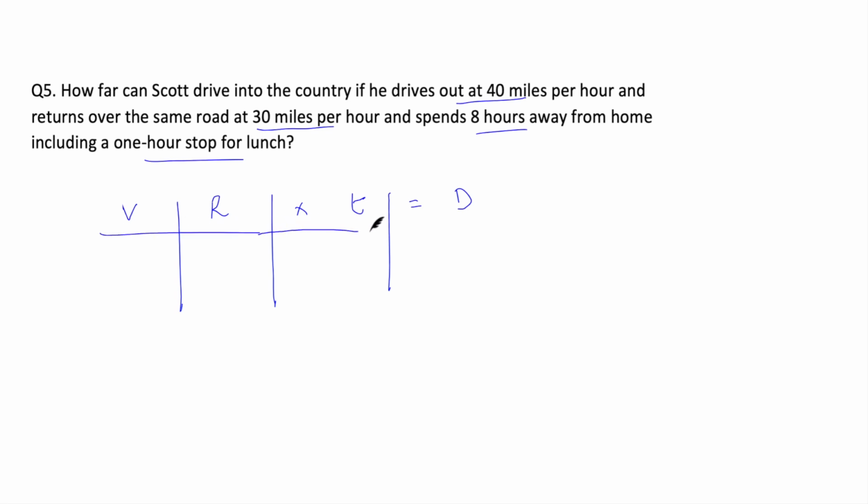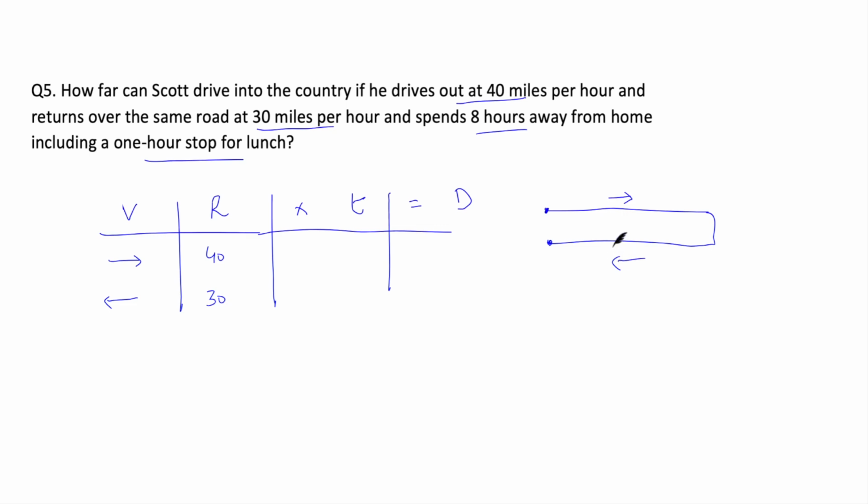Let's fill the table. I'll just add arrows for, let's say he's driving into the country, he's going into the country, and this is he coming back. So the rate at which he's driving into the country is 40 and the rate at which he's coming back is 30. You can also draw a figure just for your own ease. Let's say he starts from here, he goes into the country and then comes back via the same route here. This is Scott going into the country and this is Scott coming back.